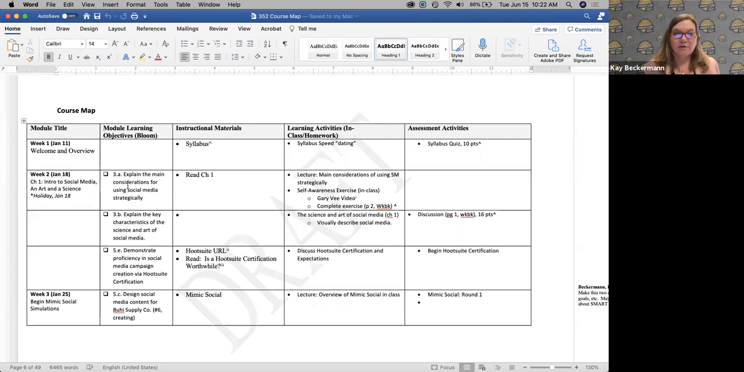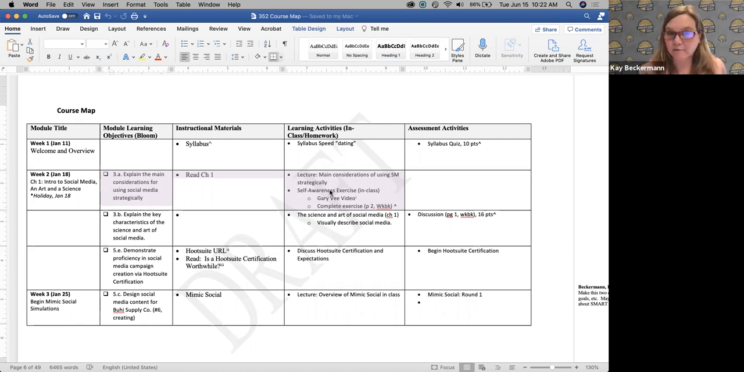This is the one that I showed on the previous slides, and this is where it helped me to have the sub objectives, because then I can say, so for objective 3A, this is how I will meet that objective. For objective 3B, this is how I will meet that objective. And again, this is also where Bloom's taxonomy is really helpful, because some students are visual learners. And so to say, let's visually describe social media, for some of them, that is where they'll shine.